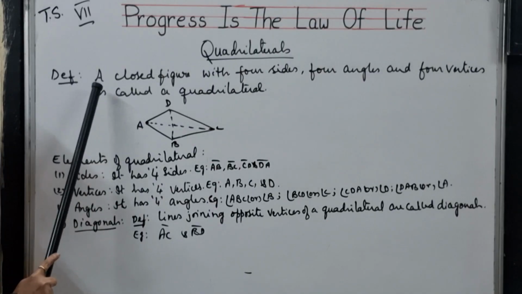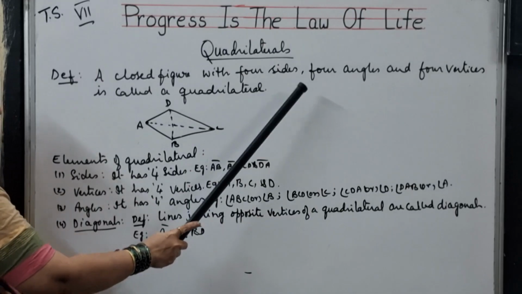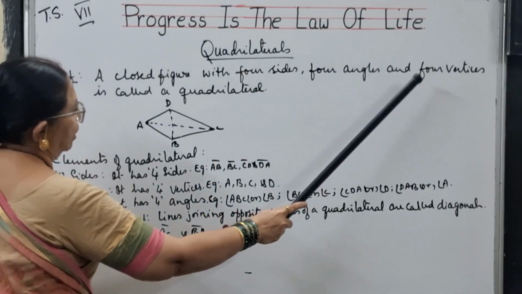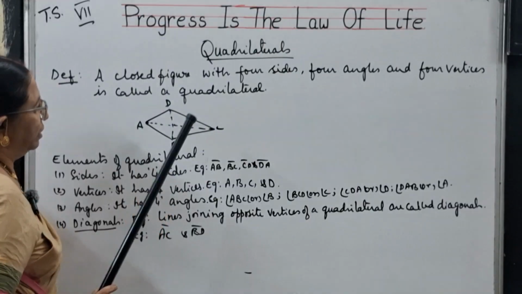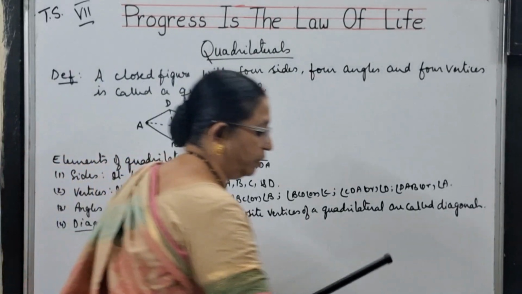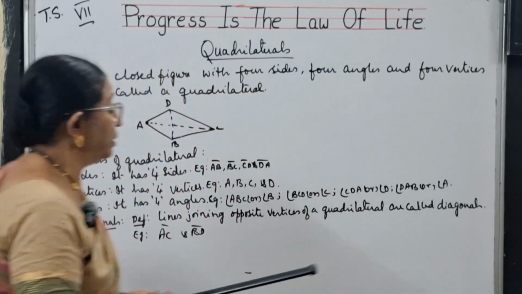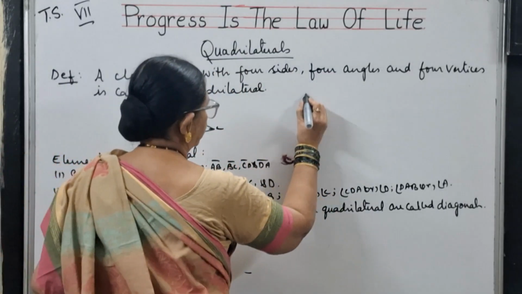What is a quadrilateral? A closed figure with four sides, four angles, and four vertices is called a quadrilateral. It is a closed figure, children. What is the difference between closed figure and open figure? I'll write it here, children.